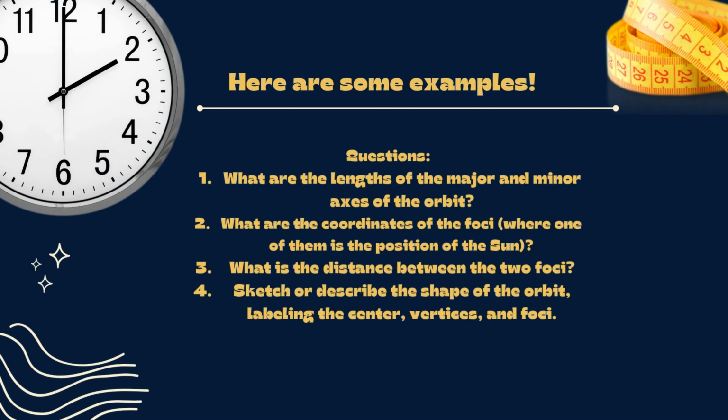Here are the questions. First, what are the lengths of the major and minor axes of the orbit? Second, what are the coordinates of the foci, where one of them is the position of the sun? Third, what is the distance between the two foci? And fourth, sketch or describe the shape of the orbit, labeling the center, vertices, and foci.